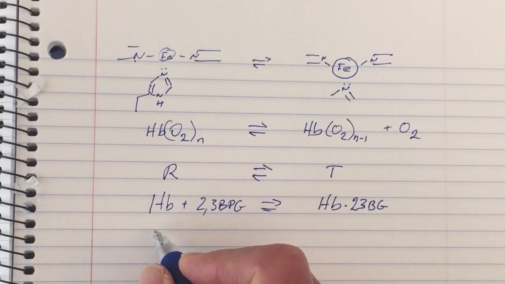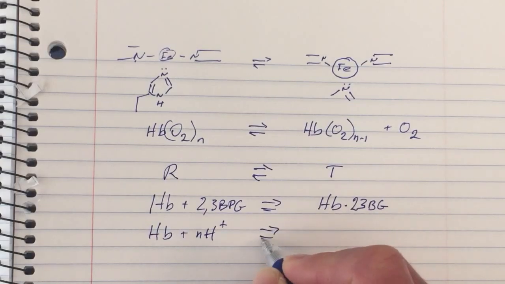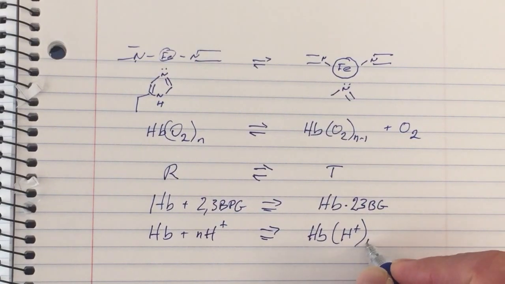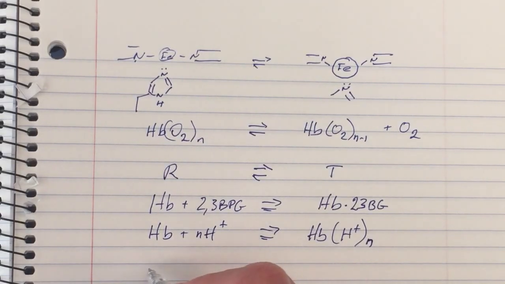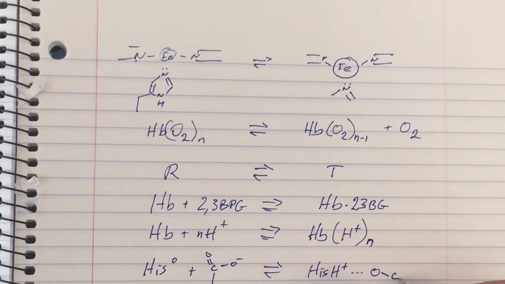Then there's the role of protons. So there's, let's say, n protons, a certain number of protons, and they are binding at conjugate base groups in the hemoglobin structure. And these are, for example, we have histidine in the neutral form potentially interacting with a carboxylic acid functional group, and once it takes up this proton, then we can construct a more stable interaction with this carboxylate group to form a salt bridge.